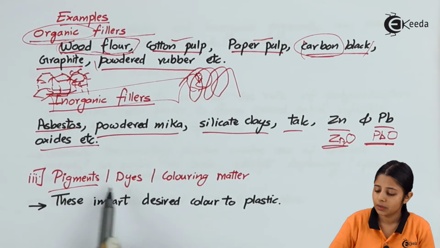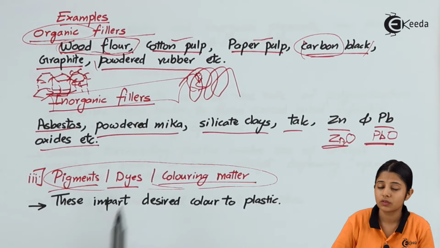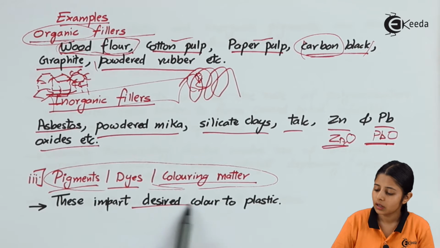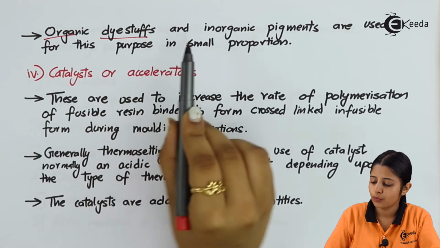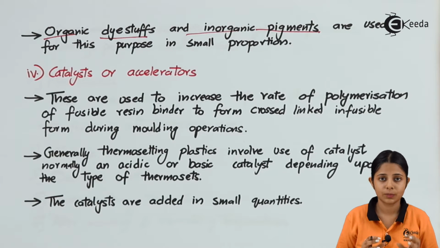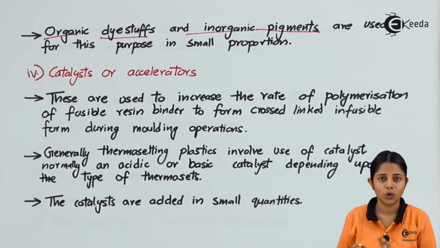Point number 3 are pigments, dyes and coloring matter. All of these are used to color the plastic and to give a certain kind of color and look to the plastics. These impart desired color to the plastics. Next we have organic dye stuff and inorganic pigments. Organics are the substances which contain carbon and hydrogen; inorganic are those substances which do not contain carbon and hydrogen. There are two types of dyes, organic dye and inorganic dye. Organic dye will contain hydrocarbons, inorganic will not contain hydrocarbons.